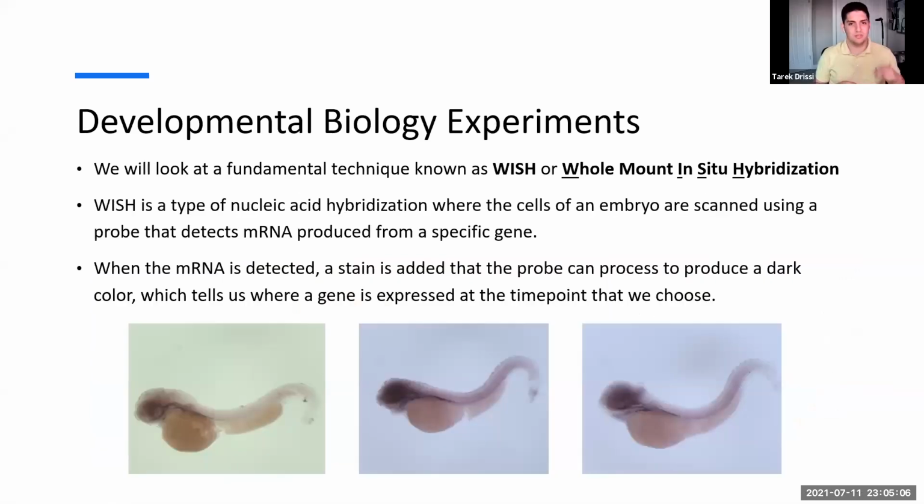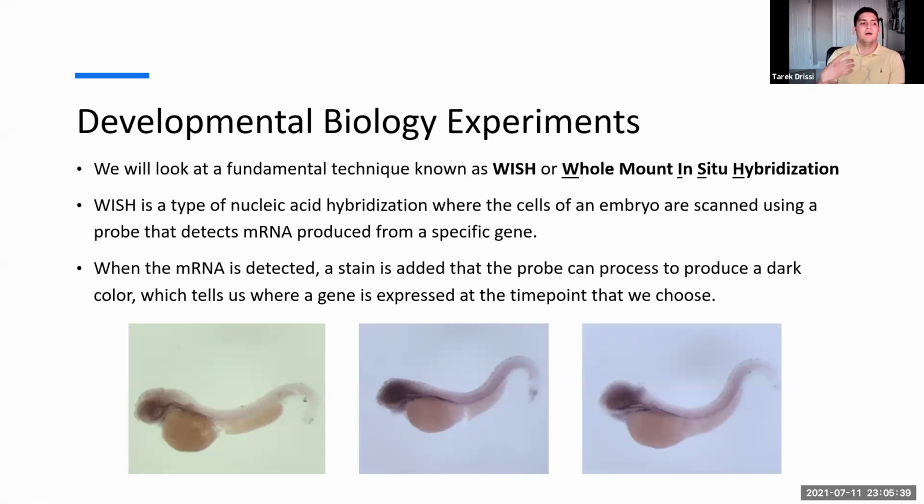Okay, now my last section is just looking at some experiments that we do to understand developmental biology. So far, I've just been showing you what happens, but how do we understand what happens? So I'm going to bring up, there's a lot of techniques. We could talk about this for like a month, but I'm going to bring up this fundamental technique known as whole mount in situ hybridization, or WISH. It's a long wordy name, but it's a type of nucleic acid hybridization.